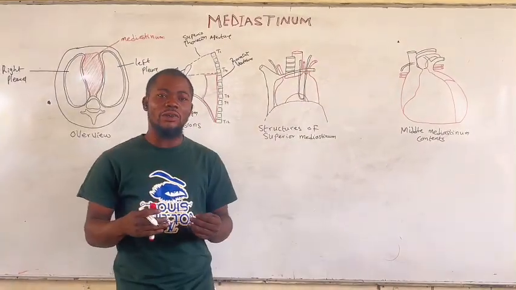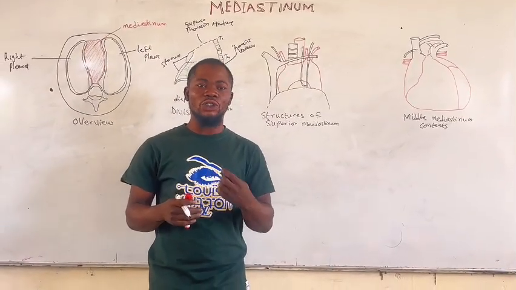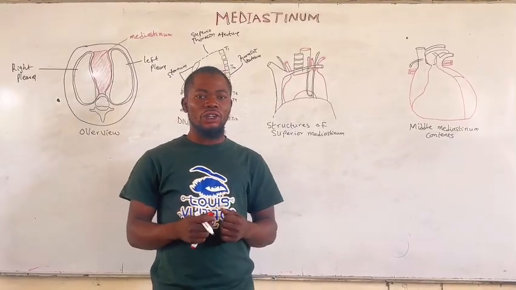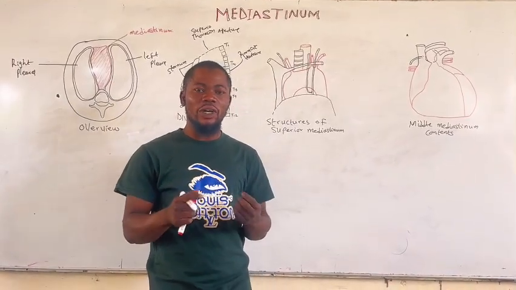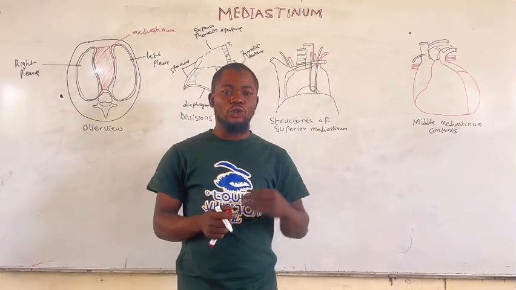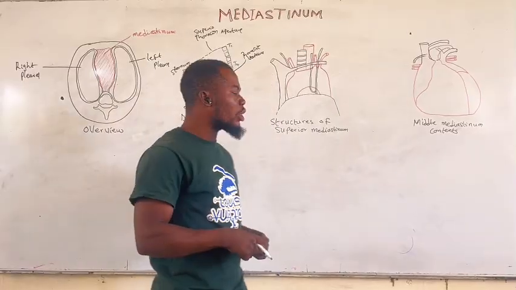The mediastinum is divided by an imaginary line that runs from the sternal angle anteriorly to the lower border of the fourth thoracic vertebra posteriorly, and that transverse plane divides the mediastinum into two parts. There is the superior mediastinum and the inferior mediastinum. That is about the division of the mediastinum.